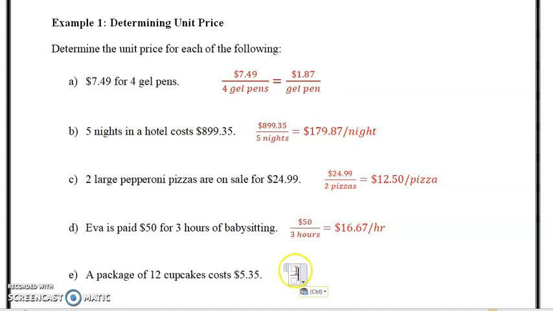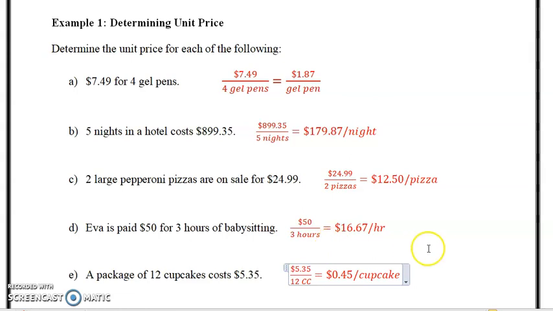A package of 12 cupcakes costs $5.35. So we're looking for the cost per cupcake. So we put the $5.35 in. We divide that by 12 cupcakes, CC for short. And we get 0.44583 repeated, but we're only interested in the hundredths, so the 5 is going to round the second 4 up to a 5. So it's $0.45 per cupcake.